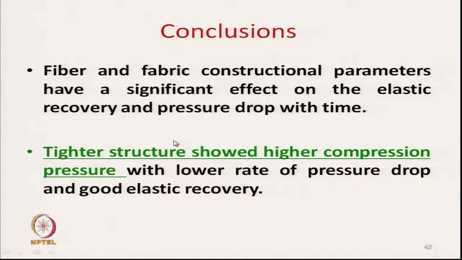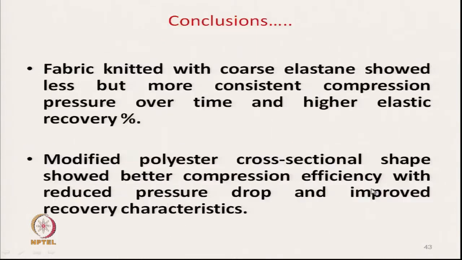So, in conclusion, the fiber and fabric constructional parameters have a significant effect on the elastic recovery and pressure drop with time. Tighter structure shows higher compression pressure with lower rate of pressure drop and good elastic recovery. Fabric knitted with coarse elastane shows less but more consistent pressure over time and higher elastic recovery. Modified polyester cross sectional shape shows better compression efficiency with reduced pressure drop and improved recovery characteristics.